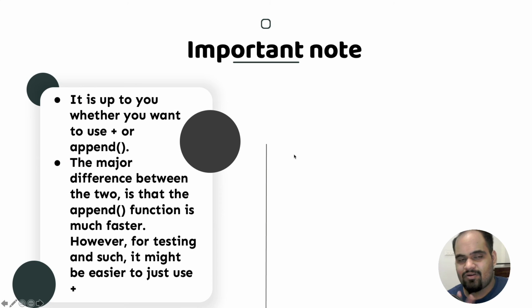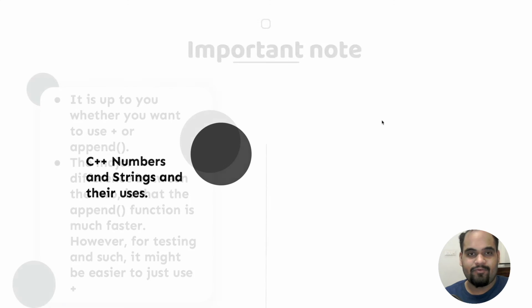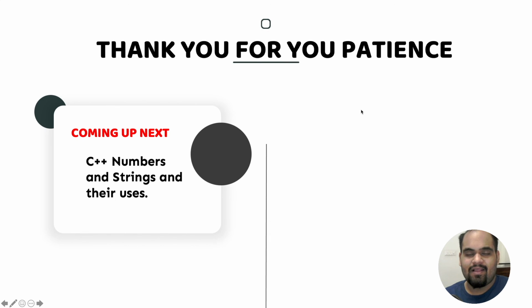And a short important note: it is up to you whether you want to use the plus operator or the append function. The major difference between the two is very important, that the append function is much faster. When you want to combine things faster, then you use the append function. However, for testing, it may be easier to see the plus symbol, because append is also a string, so it might not be visible that much. So that's up to you. You can use whatever you want. And that's all for this one.